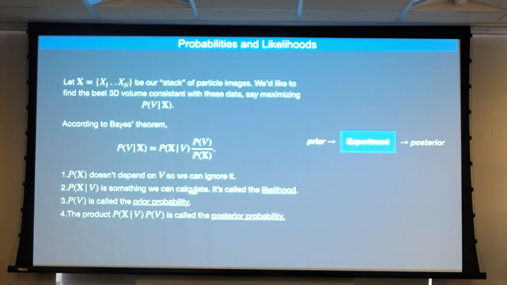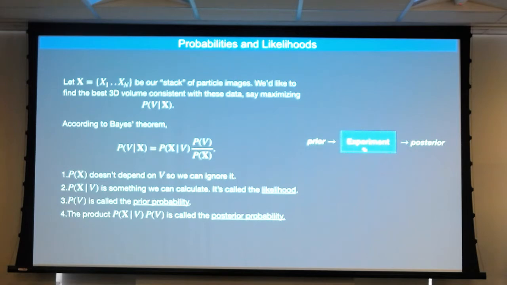All right? P of X given V is something that we can calculate. It's called the likelihood, and P of V is called the prior probability. And the way that statisticians think about this is the following. In the beginning, we have prior information. We know that our 3D density volume has certain characteristics, like has zeros around the outside, or it's smooth, and other general characteristics. Someday we'll be able to say we have prior information that our 3D density map represents a folded polypeptide chain, and so it has certain constraints just due to the nature of the chemistry. But anyway, I have a prior probability of what kind of density map I'm going to get.